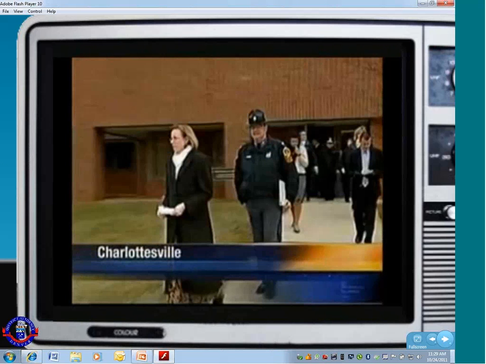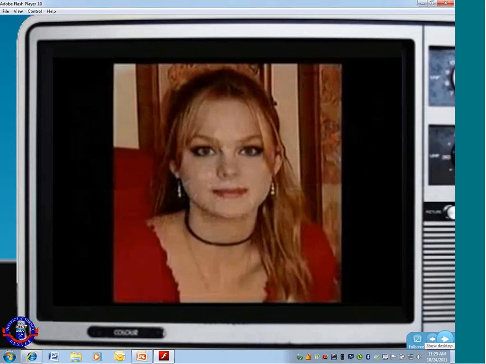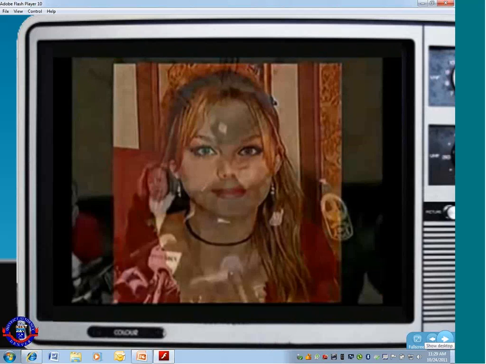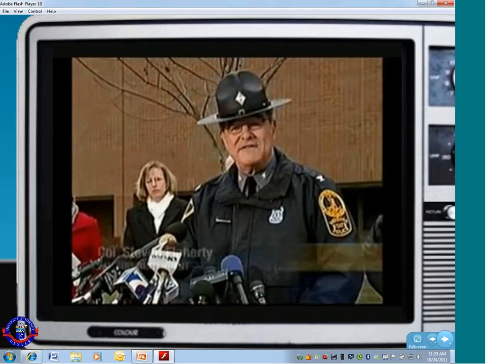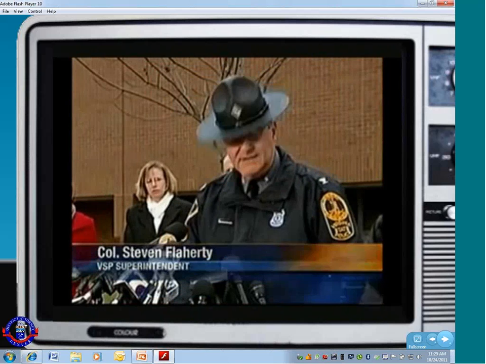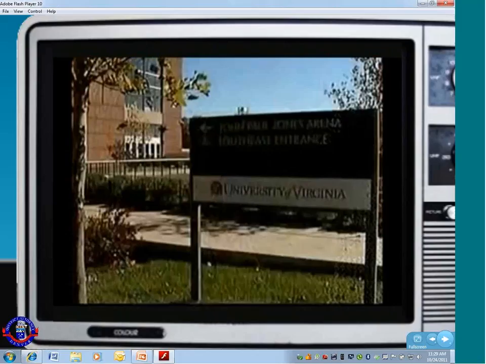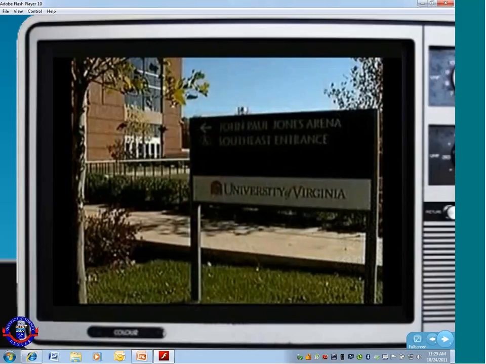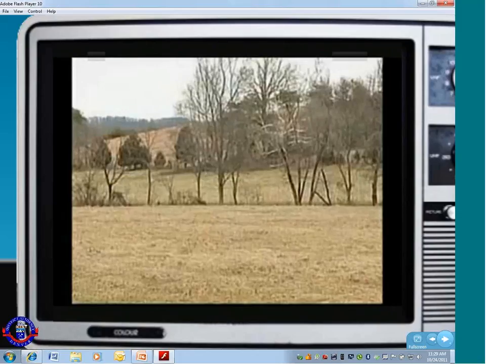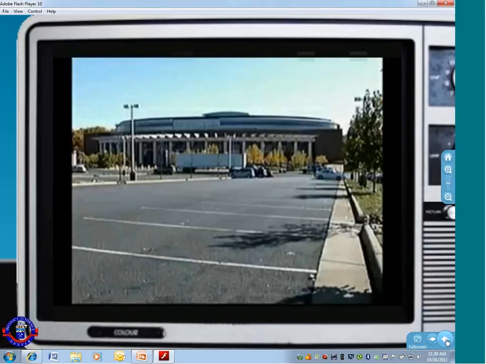Police believe they have found missing 20-year-old Virginia Tech student Morgan Harrington, but it's not the outcome they were hoping for. We're fairly confident this time that the remains are those of Morgan Dana Harrington. Harrington disappeared last October at a Metallica concert on UVA's campus. On Tuesday, skeletal remains were found on Anchorage Farm. It's about 6 miles away from the John Paul Jones Arena where Harrington was last seen.